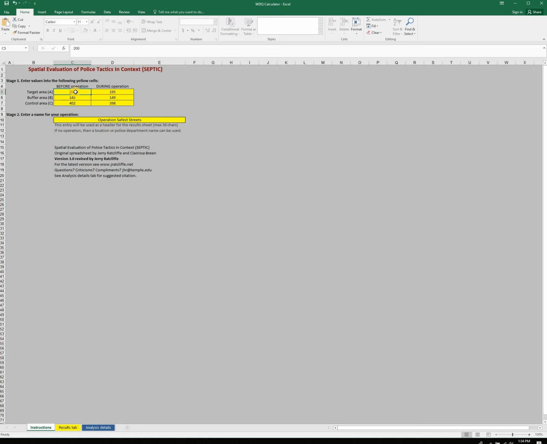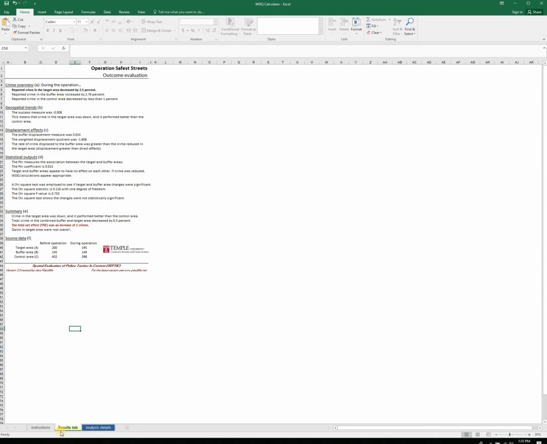So how this calculator works is you could just simply input your figures. So here we're looking at an example from Operation Safe Streets, and in the areas where officers were working there were 200 crimes before the operation, 190 crimes during in the areas that were targeted. There were 402 crimes in the control areas before the operation, and then 398 in the control areas during the operation. And we also see a slight increase in the buffer areas. And so if we were to use this example, and this is already inputted for you, if we were to use this example and we wanted to see our results, all we would have to do is click this results tab.